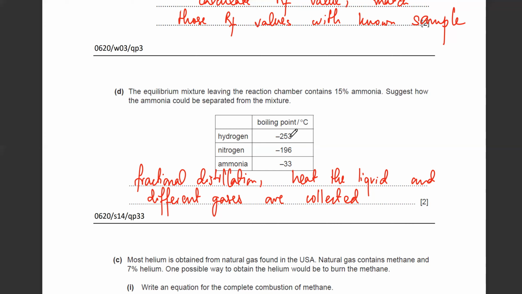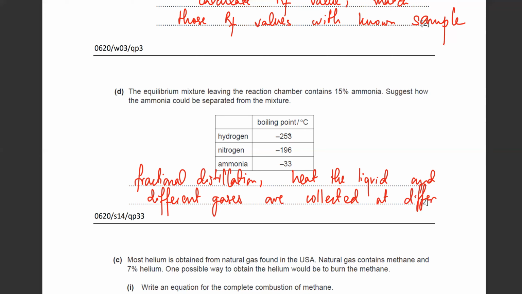Hydrogen would be a gas at pretty much all the temperatures. It would be a gas at -50. Any temperature that's above the boiling point of hydrogen, it's a gas. So almost every temperature is above the boiling point of hydrogen. So different gases are collected at different temperatures.